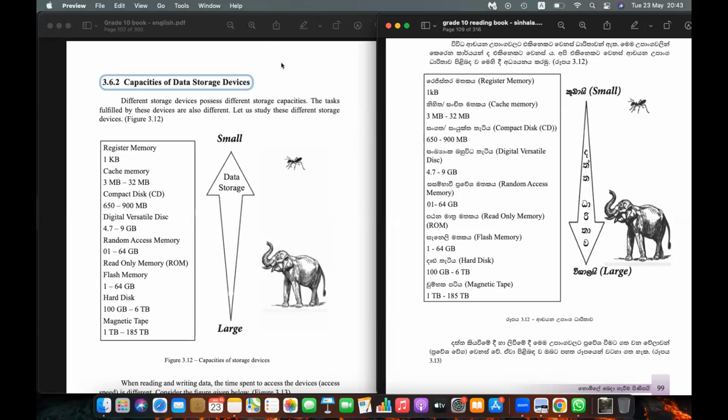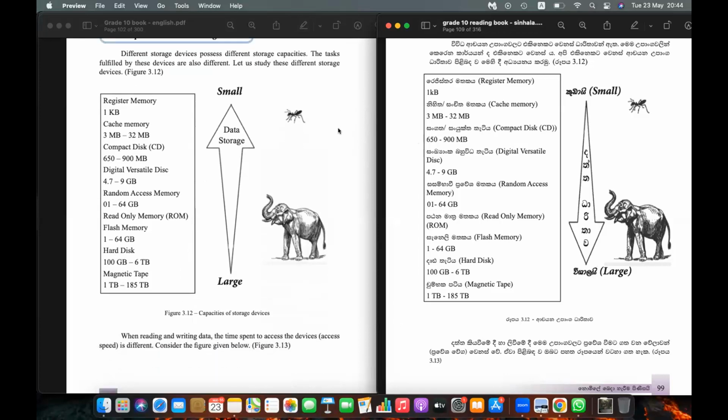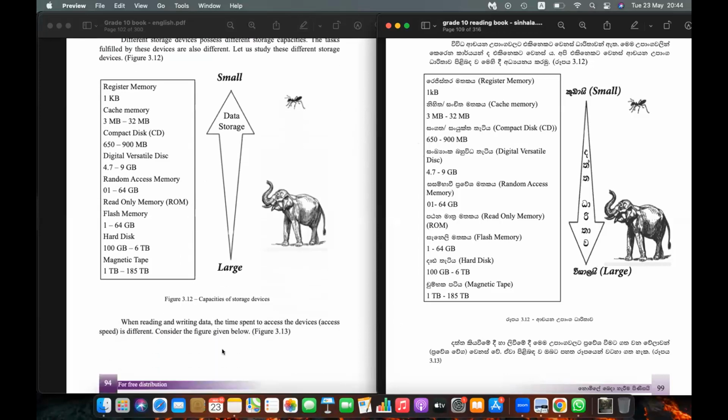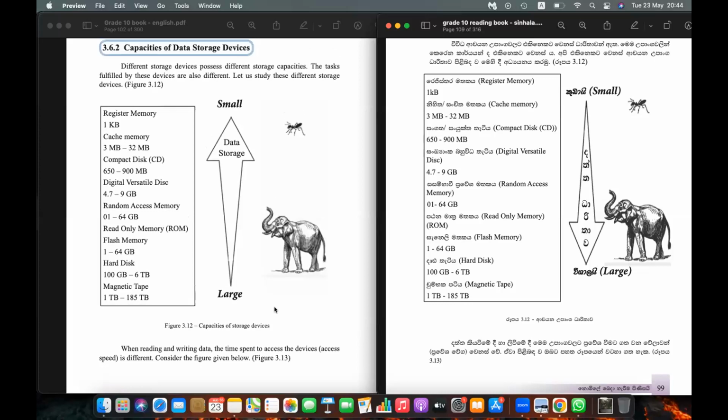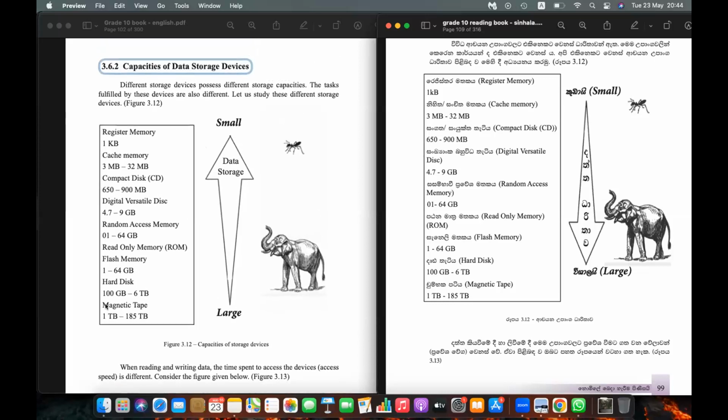But there is a small problem here. Even though the book says these will change in the future, the problem is that the minimum capacity is not changing. Minimum earlier was different. Here the hard disk is given as 100 GB to 6 TB, right? So there is a small problem there. The book says these will change in the future, but the problem is this: what about the minimum? Minimum is also wrong.